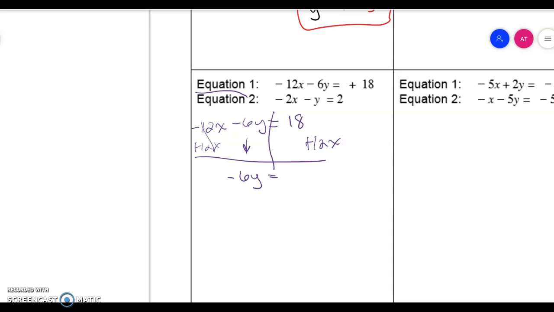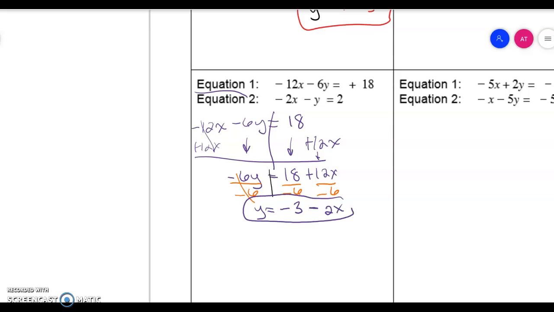I'm going to bring down my negative 6y. I'm going to bring down my 18 and my 12x. So remember, the last step we need to do in order to get y by itself is to divide by negative 6, or whatever is attached to y. So my first equation is going to be y equals a negative divided by a positive is a negative. 18 divided by 6 is 3. And a negative divided by a positive is negative. 12 divided by 6 is 2. And don't forget your x with that one.